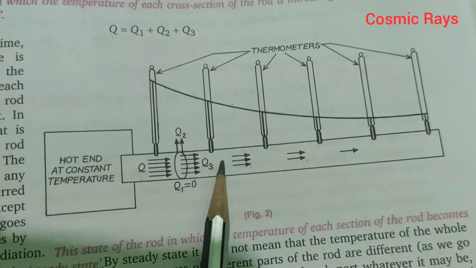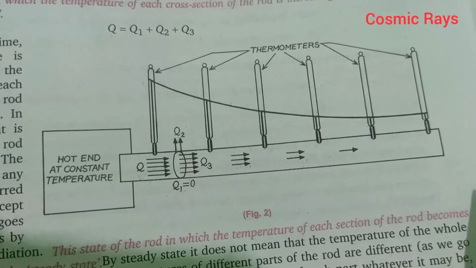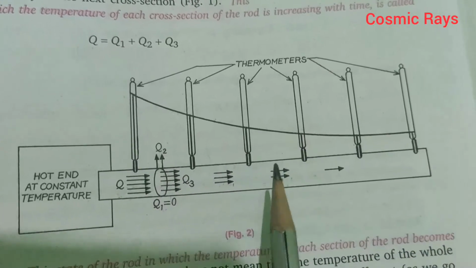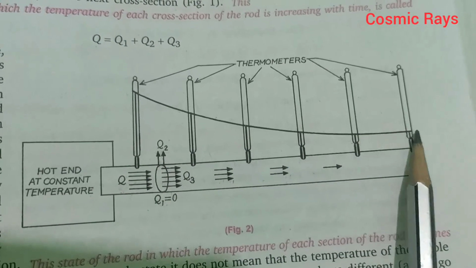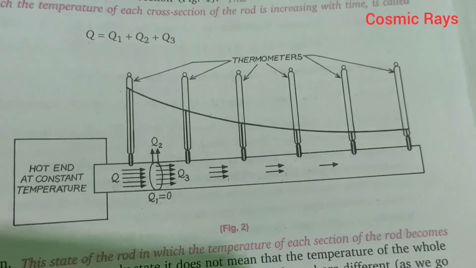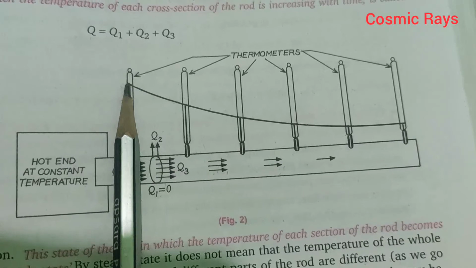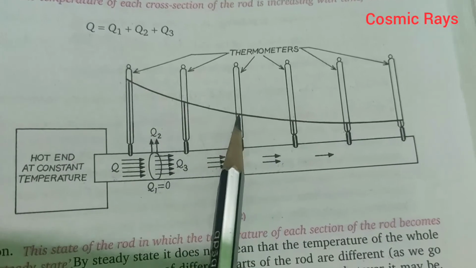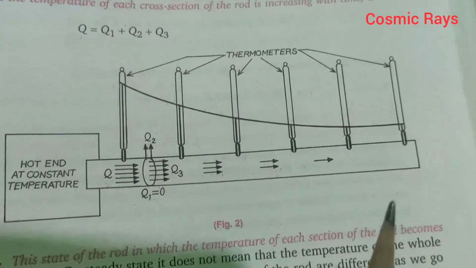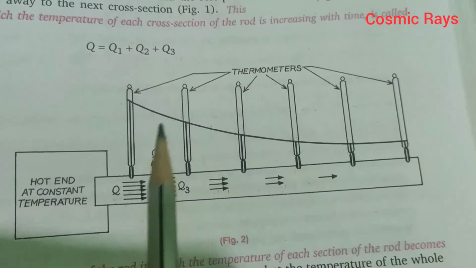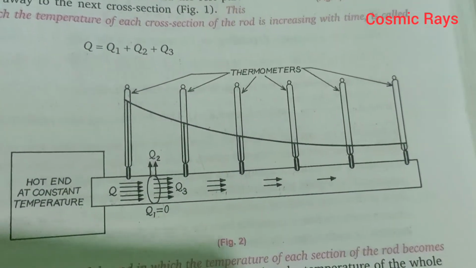Now this is the reason why a lesser amount of heat passes to the next area of cross section, and there will come a time when all these thermometers will record a constant temperature. It will not be the same throughout. As you can see here, this is the highest, then the temperature decreases, it decreases more, and slowly we have a final drop in the temperature. But a time will come when they will show a constant reading. That will be known as the steady state.